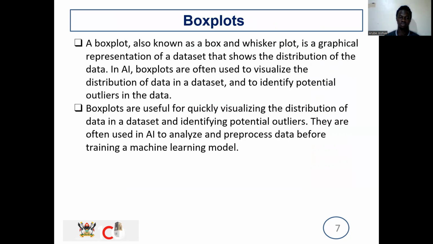Then we look at box plots. Box plots help you get a better understanding of the whole model, to analyze data before you process it, and you're able to identify outliers through a box plot.